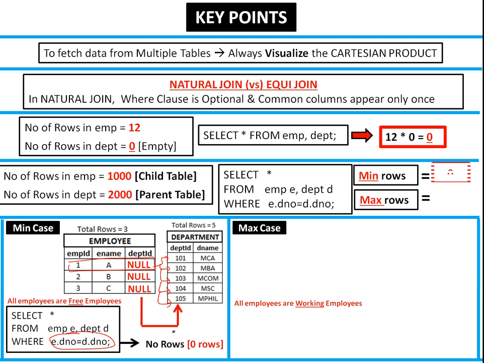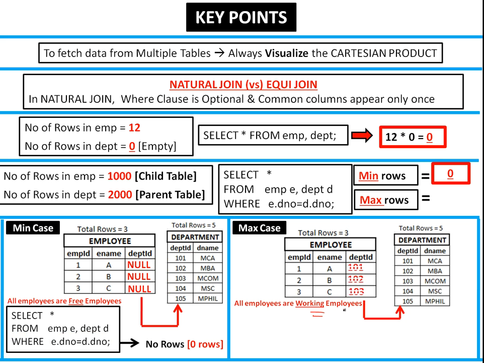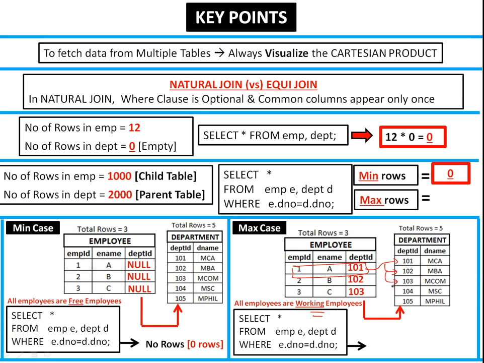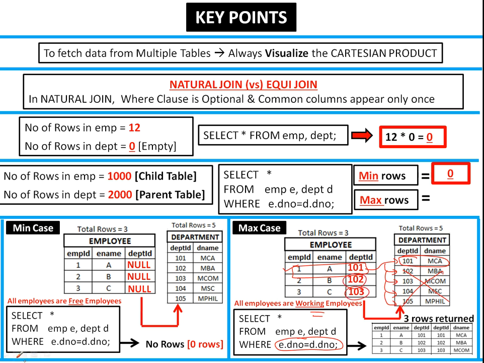When maximum comes, if all are working employees, this row will join with all rows in Cartesian product 5 times. But whichever condition matches, only this combination will be selected, others will be eliminated. So, 1 row will be selected. Similarly, this table. So, only 3 rows will come. So, minimum will be 0. Maximum always comes from child table, which is nothing but number of rows in child table. So, in this case, what is child table? Employee is the child table which has 1000. So, maximum always comes from child table, guys. This point you have to understand.